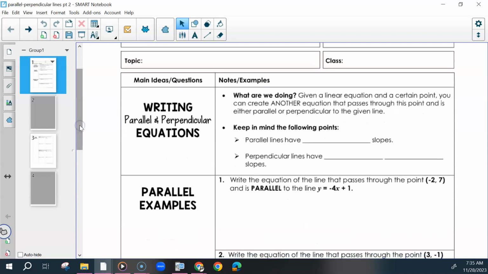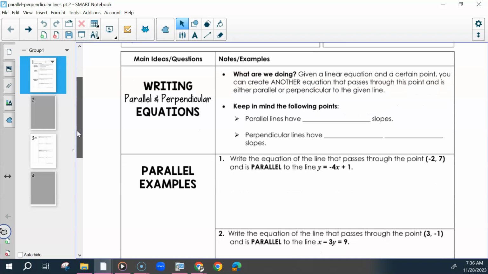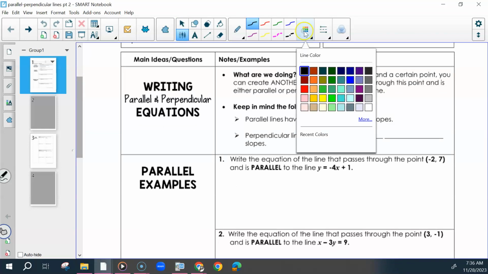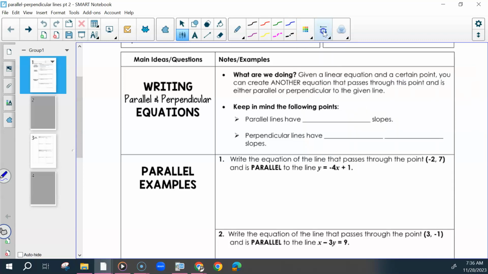This is going to be very similar to when we were writing equations of lines given a point and a slope, or given 2 points. The process is going to be very similar, with a little bit of added twist. If you ever forget what we're doing, that is it. Keep in mind that parallel lines have the same slope, and perpendicular lines have negative reciprocal slopes.